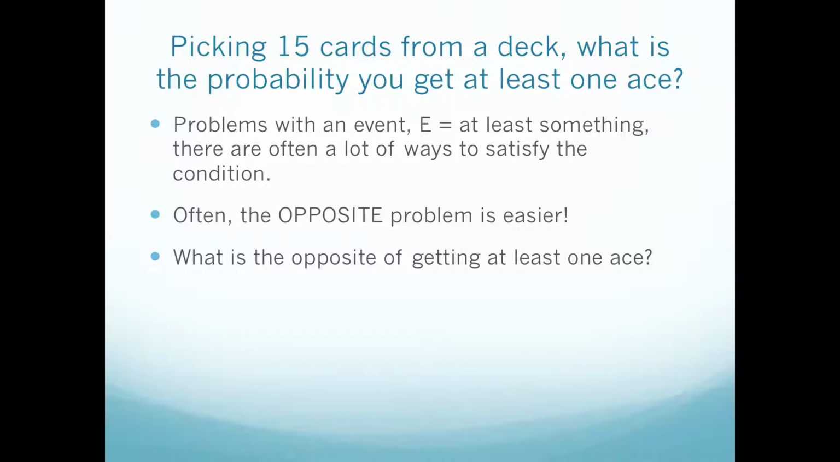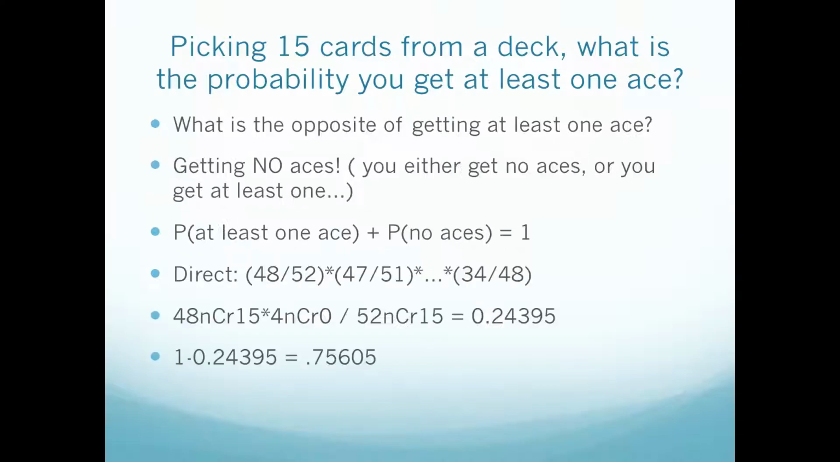So whenever you're facing an "at least," you want to think, what would be the opposite of this? And what is the opposite of getting at least one ace? So the question is asking, how could you fail to get at least one ace? Well, the opposite of getting at least one ace is getting no aces. You either get no aces or you get at least one. Since those divide the probability into two different things, you get one or the other and there's no intersection, we know that the probability of at least one ace plus the probability of no aces has to equal 1. You get one or the other of those two conditions.